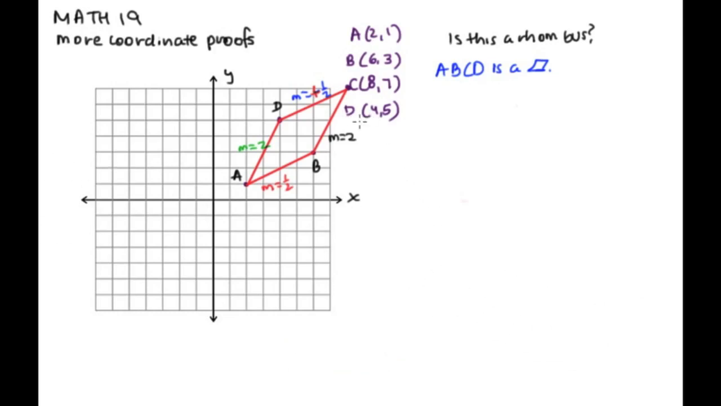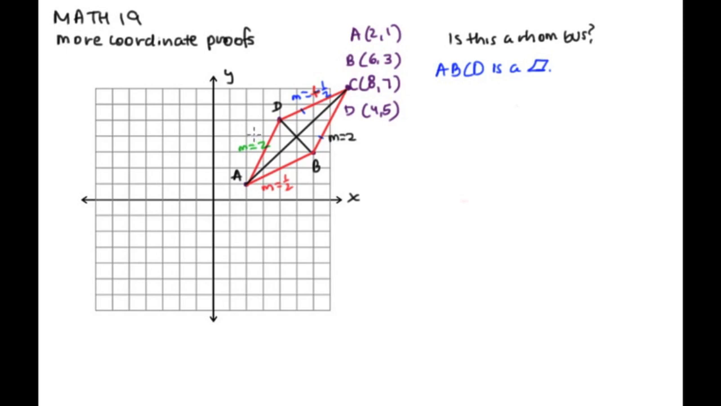And now we need to know what a rhombus is. There's two ways of proving a parallelogram is a rhombus. One way is showing that the slopes of the diagonals are perpendicular, and the other way is showing that two consecutive sides have the same measure, which would mean that all four sides are congruent, and a rhombus has four congruent sides.